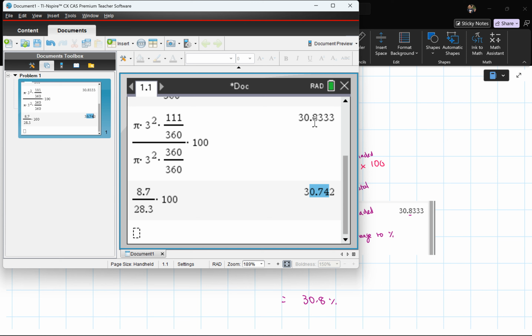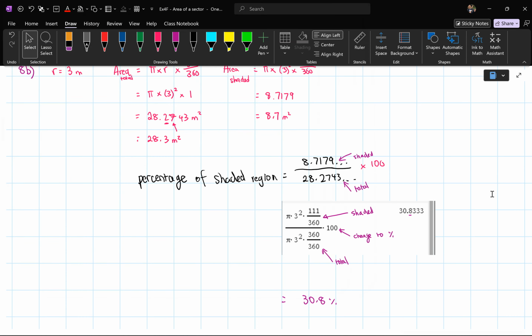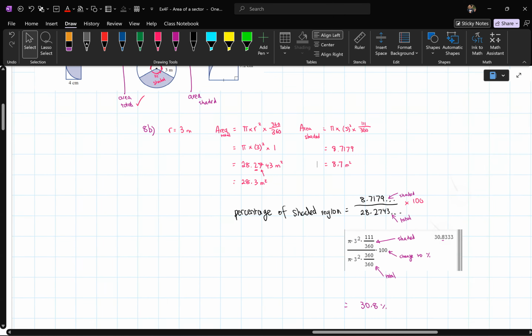Now, I know you might say, well, that's only 0.1 of a difference, but imagine this was millions of dollars. So that's either 30,800,000, or you can have 30,700,000. Why not take the extra $100,000? You know what I mean? So it does matter if you round it too early. So don't round your answers too early until the very end. When you use your calculations, try to get as many of the digits as possible. But that's how you answer this question here.